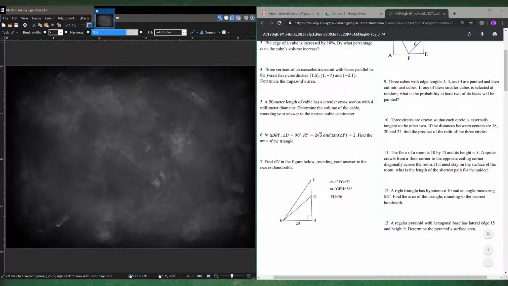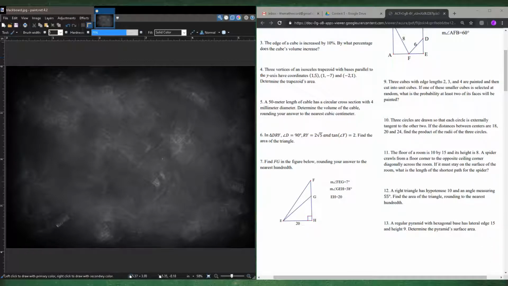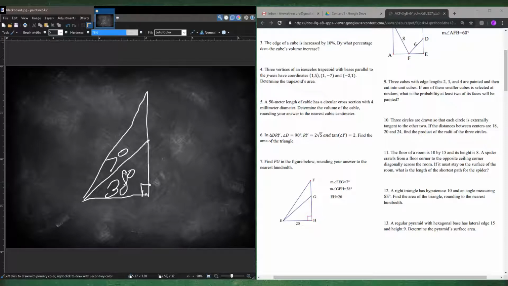Question 7. Find FG in the figure below, rounding your answer to the nearest hundredth. Okay, so draw this out. You have something right here, and we need to look for this side length right here, basically. So angle FEG is 7 degrees, and GEH is 38 degrees, and EH is 20. So basically, what we're going to be doing is using tangent, if you know your trigonometry.